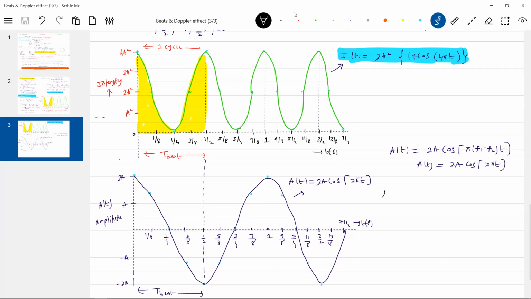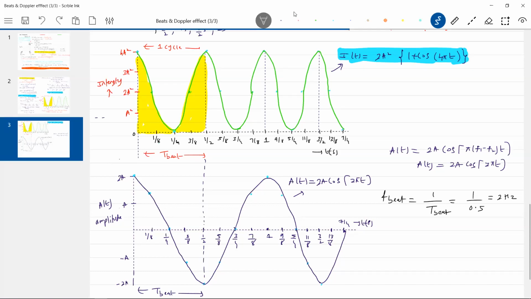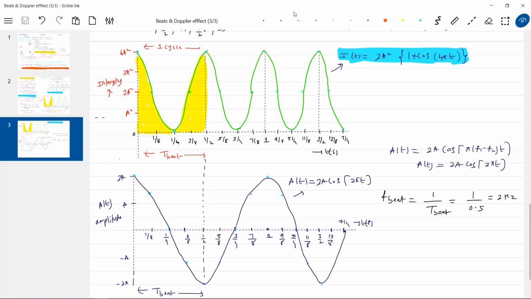So what is the beat frequency? f beat should be equal to 1 by T beat. Now looking at the diagram, what is the beat period value? 0.5. So this should be equal to how much? 2 hertz. So what is the beat frequency now? It is equal to 2 hertz. So what do you mean by 2 hertz? In 1 second, how many intensity cycles are completed? That is nothing but the beat frequency.